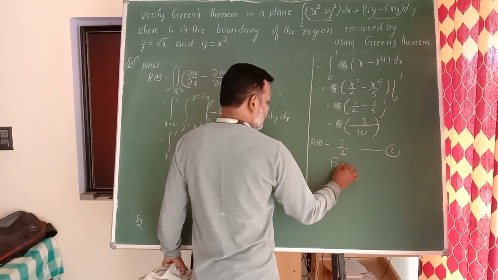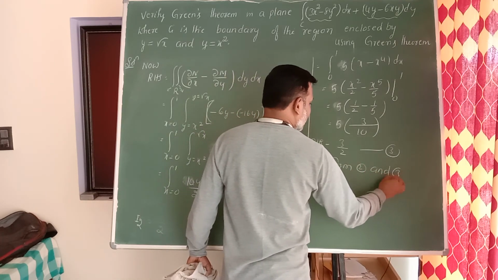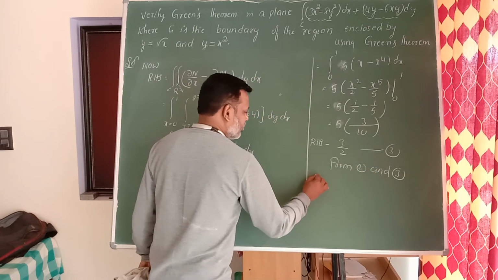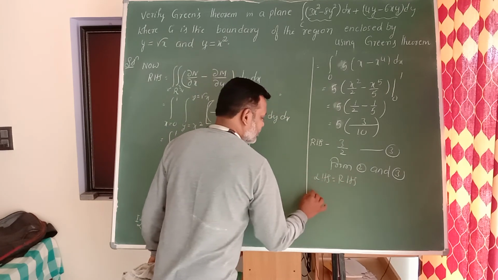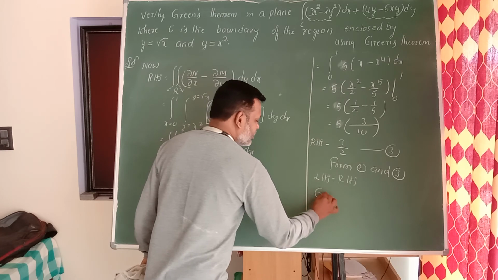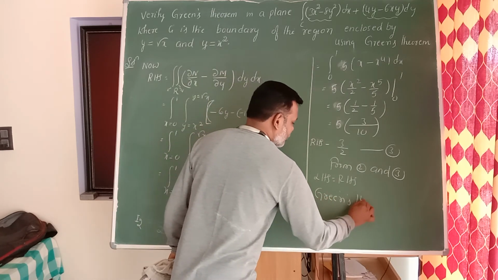From 2 and 3, both LHS and RHS have the same value. Therefore, LHS is equal to RHS. It means Green's theorem is verified. Green's theorem is verified.